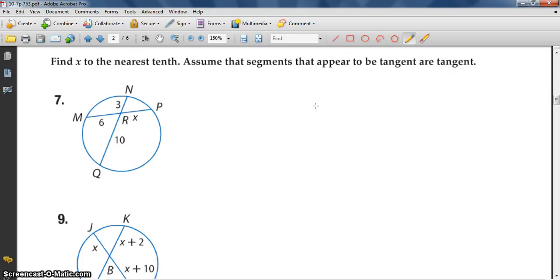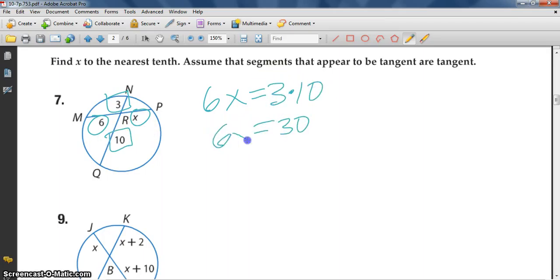For number 7, find x to the nearest tenth. Assume that segments that appear to be tangent are tangent. On number 7, we have two intersecting chords, so we're going to use the theorem that states that the product of these two parts of this chord is equal to the product of these two parts of this chord. And if we divide by 6, we get x is equal to 5.